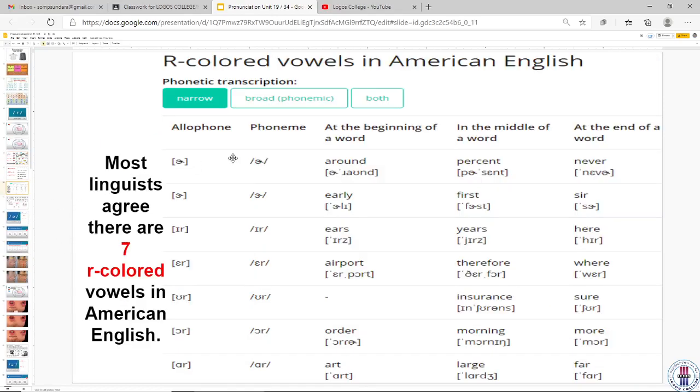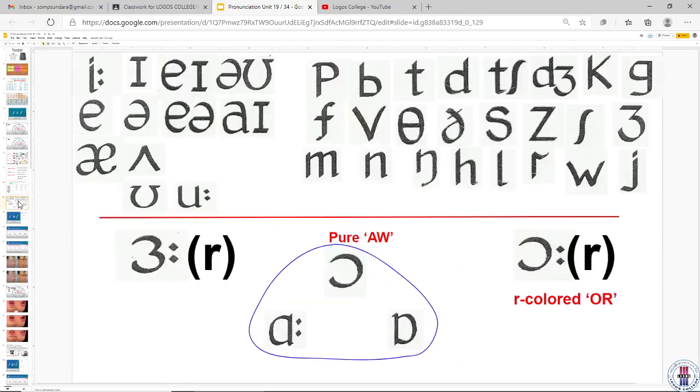So again, there are 7. Most linguists, who are people that study linguistics, the study of language and making sounds and phonemes, agree there are 7 R-colored vowels in American English. All right, here they are. This is in your book on the top of page 46. And this is the or. The British would say aw.